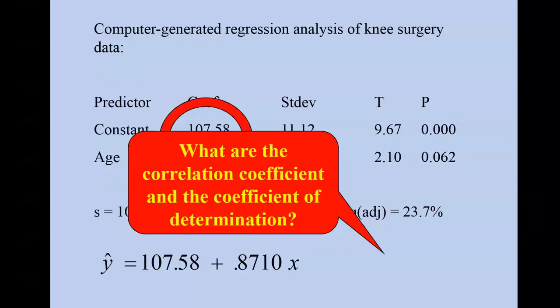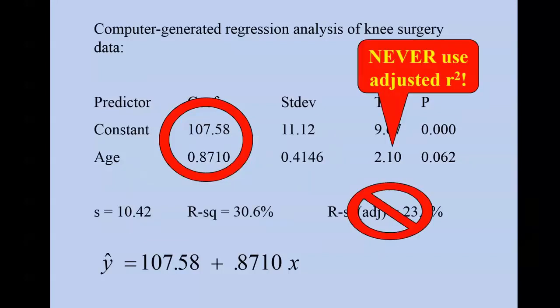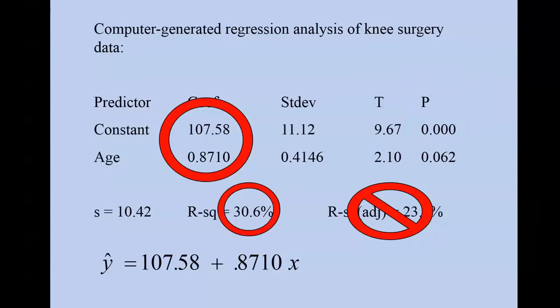Okay, correlation coefficient and coefficient of determination. For our class, we're not going to worry about adjusted R squared. That's a more advanced statistics topic. We're going to worry about the 30.6, which is the R squared. And if we know R squared, then we can know R, and that's just by taking the square root. So R in this case would be 0.5.